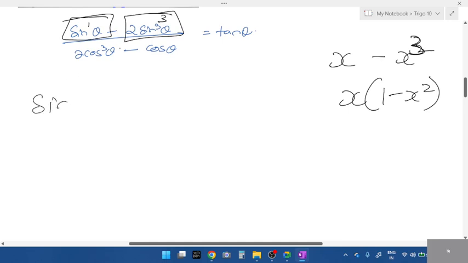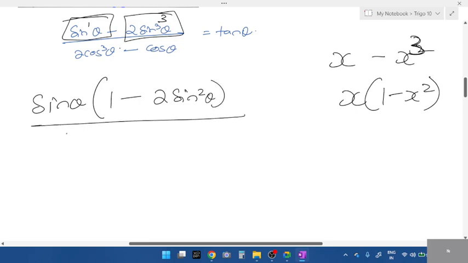Sine is common. I'll take sine theta outside. What do you get? 1 minus 2 sine square theta. Divide. Next one. What is common? What is common? You get cos theta outside, 2 remains. 2 cos square theta minus 1.